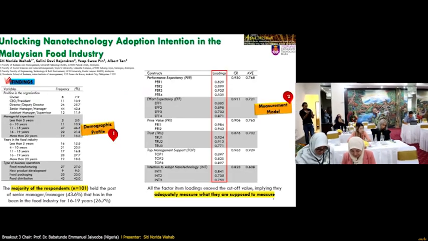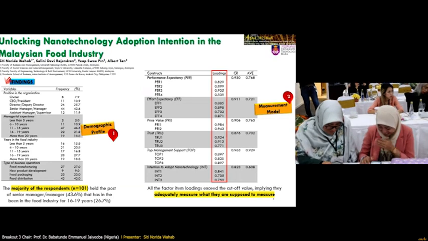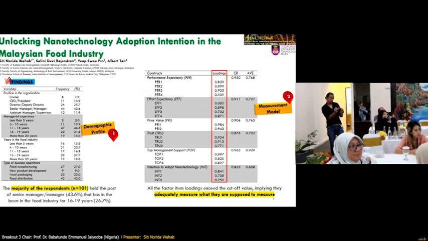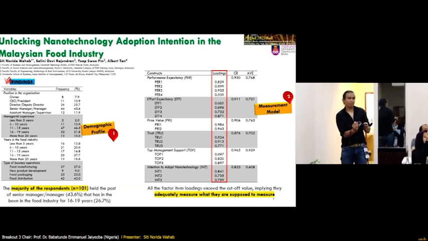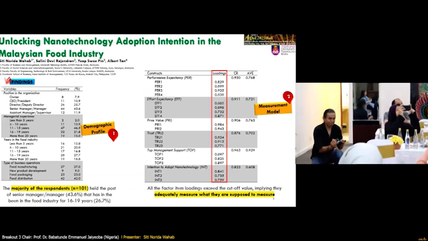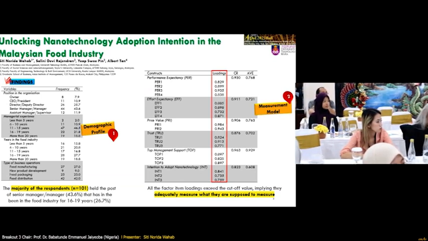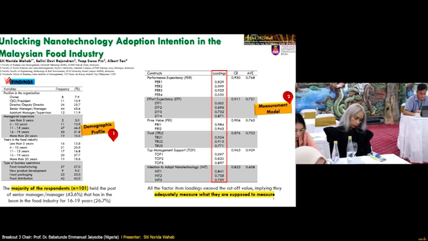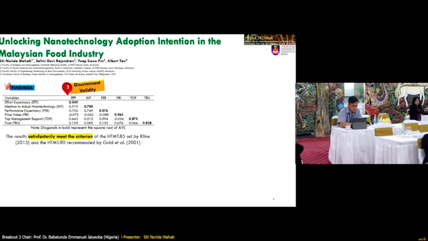Okay, from the survey, we have all of this. The findings: in terms of demography, the majority of the respondents are managers and senior managers, and have been in the food industry for around 16 to 19 years. So they are already very expert in this field. When we look into the measurement model, the loadings all surpass 0.7, the CR also exceeds 0.7, and the AVE also exceeds 0.5. This means that all the factor loadings adequately measure what they are supposed to measure. So we proceed with the next analysis, which is the discriminant validity.